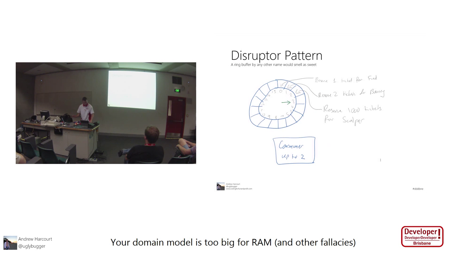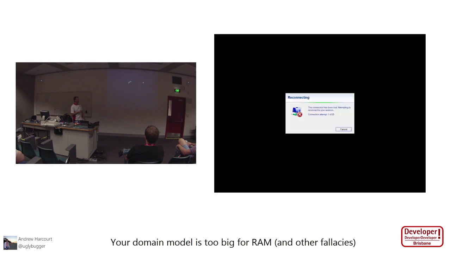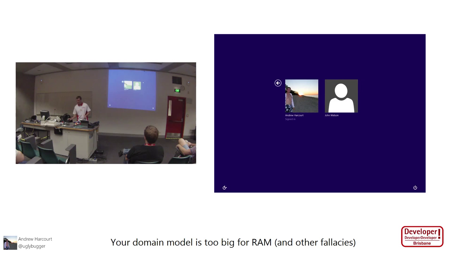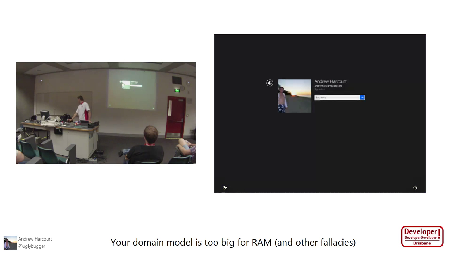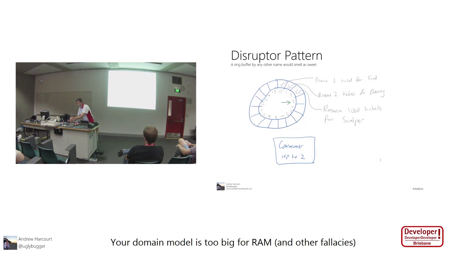All right, so what I've got in my disruptor is a ring buffer by any other name, but it's a ring buffer with a little bit of a difference. It's only got a next slot free pointer. It doesn't actually know where all of the readers are.